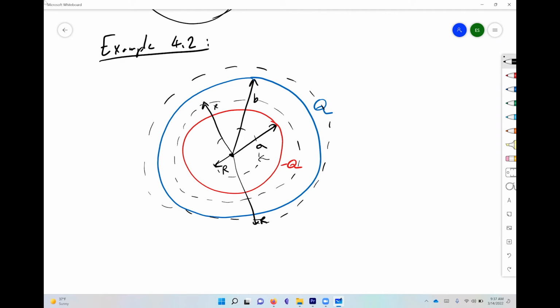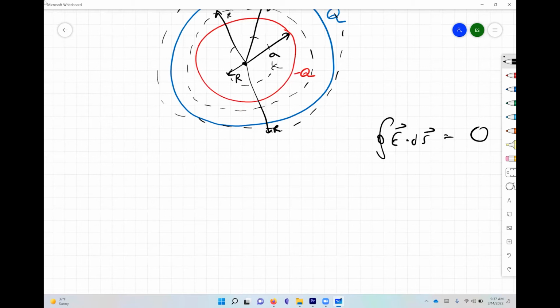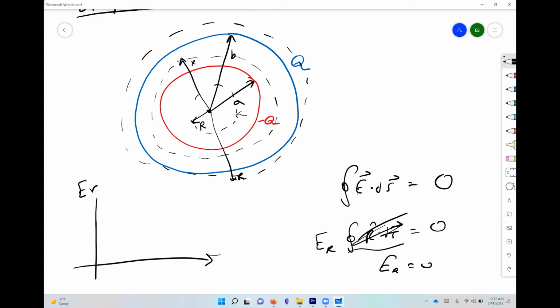So if you are inside those two shells, the closed integral of E dot dS equals 0. Q enclosed is 0, and because of the symmetry, I can take E out. So this is going to be E_r r hat dot dS, which gives 4 pi r squared. Doesn't matter, E_r is still going to be 0. So if you plot the field E_r from 0 to a, the field is going to be absolutely 0.